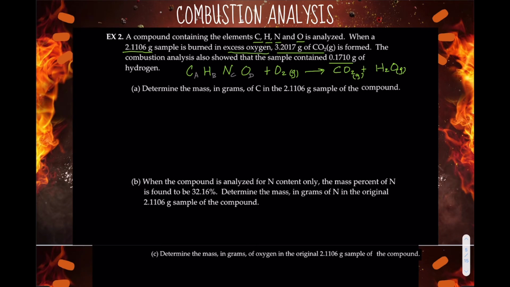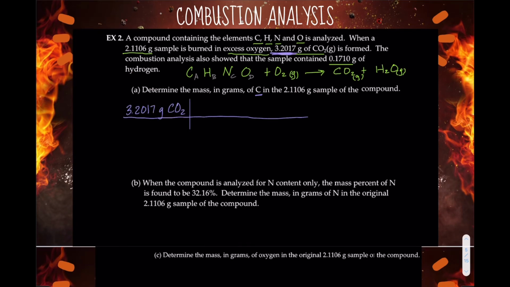In part A, we're asked to determine the mass in grams of carbon in the original sample of 2.1106 grams. So because carbon is also present in carbon dioxide, we're going to use the mass of carbon dioxide to determine the amount of grams of carbon present in the original compound. Let's record our given value of carbon dioxide and set up our dimensional analysis. Now let's convert grams of carbon dioxide to moles of carbon dioxide.